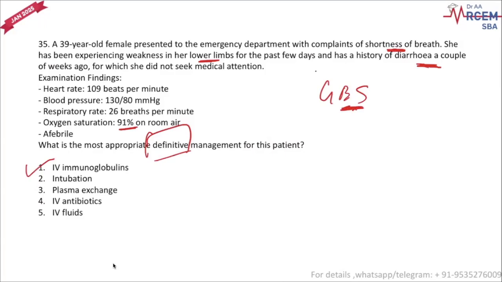What is the definitive treatment for GBS? IV immunoglobulins. Definitive treatment is what they asked. Intubation is not a definitive treatment. Saturation is 91%, and again you need to start oxygen and all, but the definitive treatment they're asking here is IV immunoglobulins, not the next best step. Plasma exchange is also a definitive treatment, but not preferred. The preferred one is IV immunoglobulin.